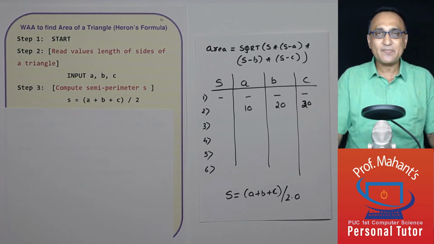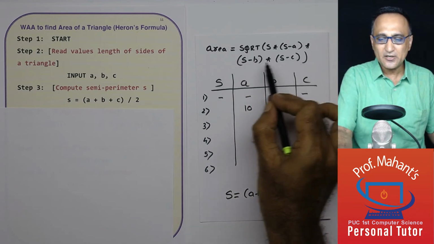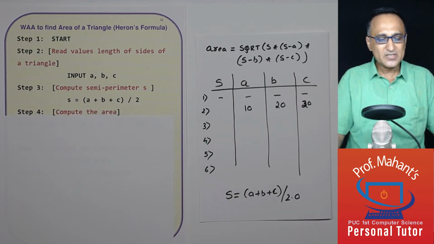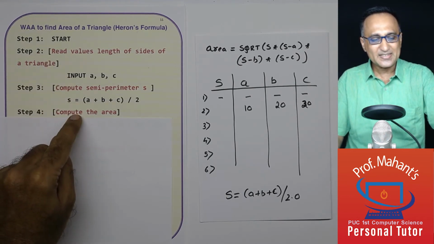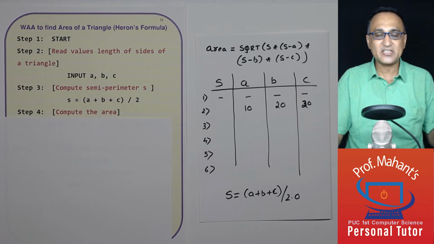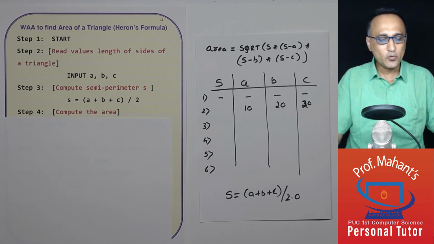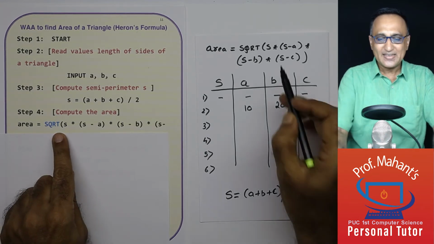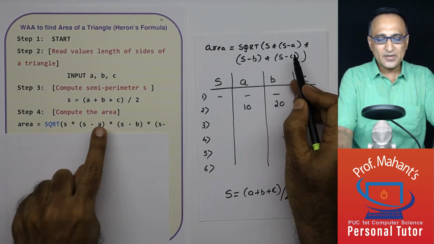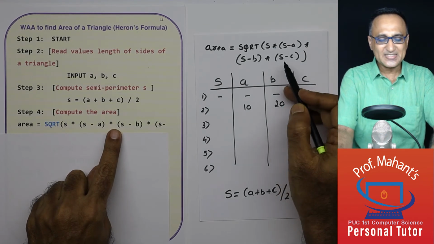Once you compute the semi-perimeter, you are left with calculating the area using this particular formula. Then I say compute the area. Whatever is written in the square brackets is an explanation of the next steps. So it's an English-like explanation. You are advised to write it because whoever is reading your algorithm easily understands what you're trying to do. Now area is the square root of s into (s minus a) into (s minus b) into (s minus c).